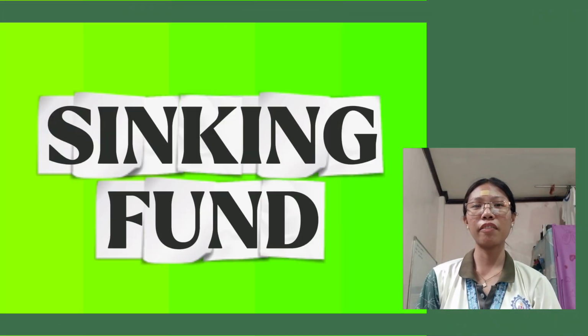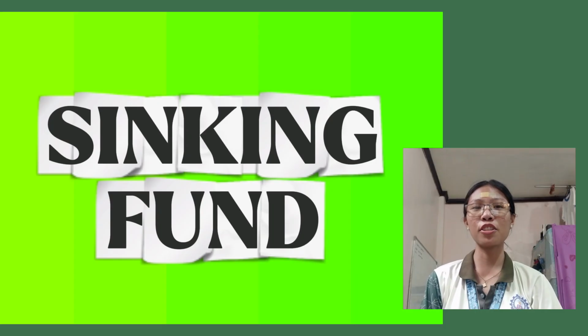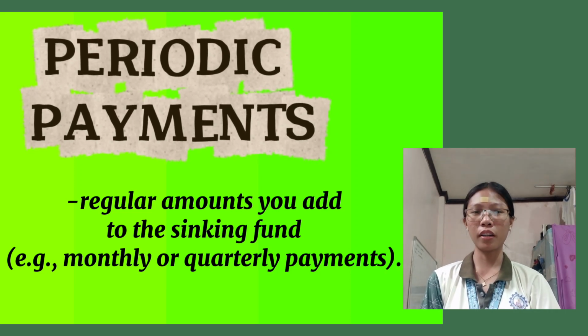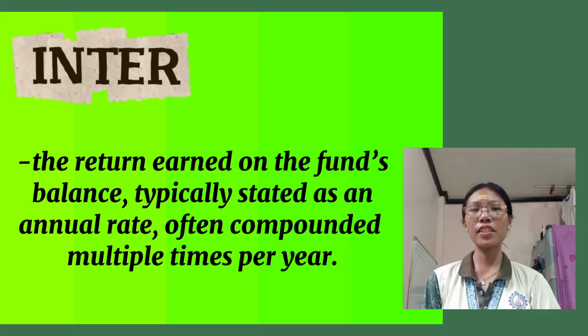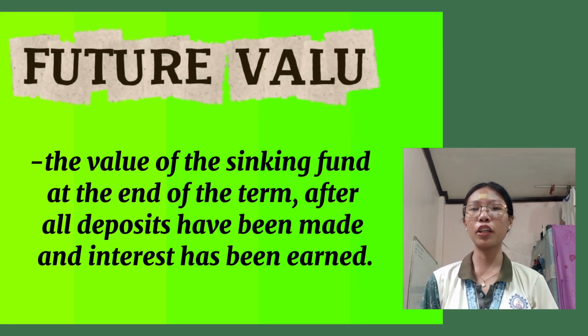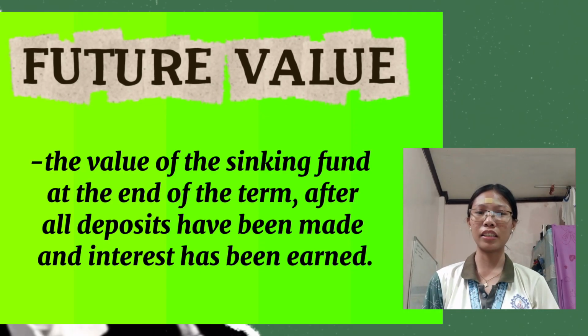A sinking fund is a savings plan where you make periodic deposits to reach a future target. Periodic payments are the regular amounts you add to the sinking fund. It can be monthly payments or quarterly payments. Interest is the return earned on the fund's balance, typically stated as an annual rate, often compounded multiple times per year. Also, the future value is the value of the sinking fund at the end of the term, after all deposits have been made and interest has been earned.